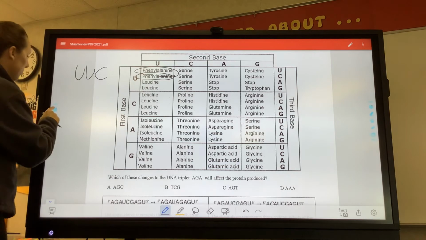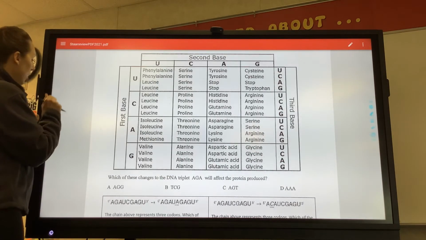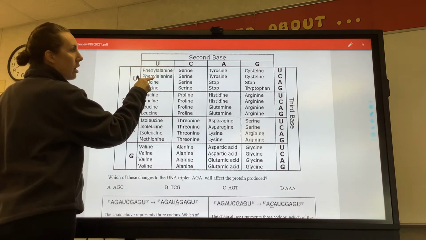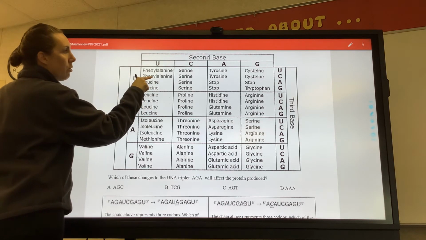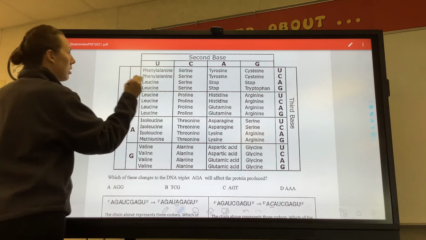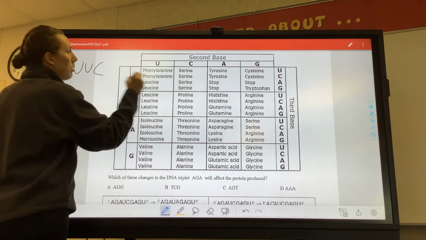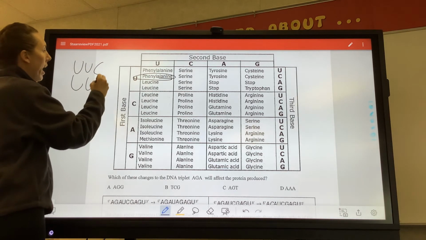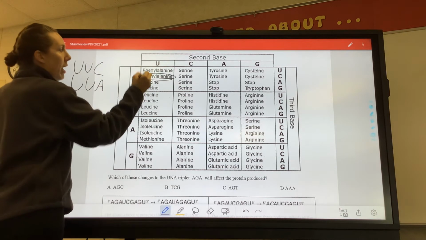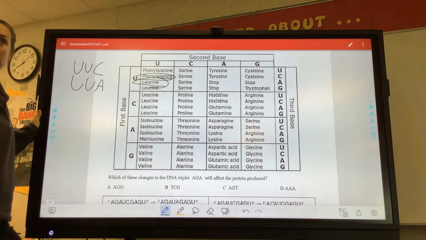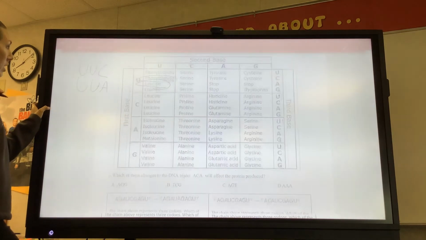Let's do another one. Ready? UUC. I want to mutate it to UUA. UUA. Uh-oh. Leucine. 1 amino acid difference still might be bad. Okay? Let's do another one.